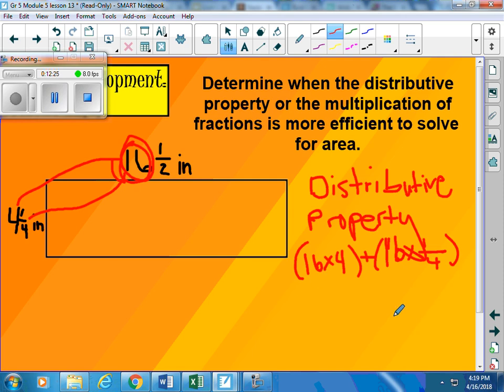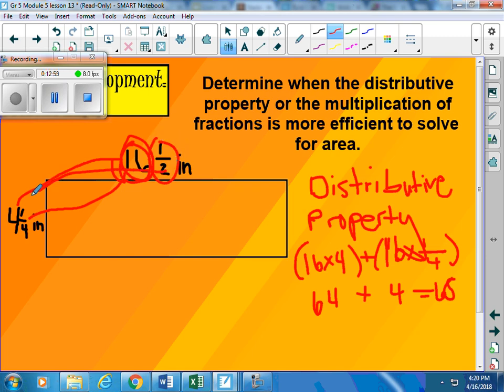All right, so when I solve for this part, 16 times 4 is 64, plus 16 times 1/4 is 4. Remember, it'd be 16 over 4, which is 16 divided by 4 is 4. So I get 68. But I'm not done yet because I still haven't done anything with this fraction.